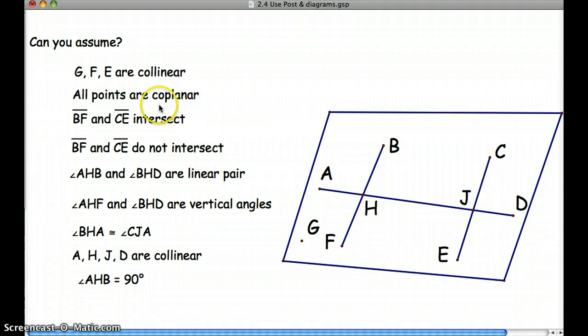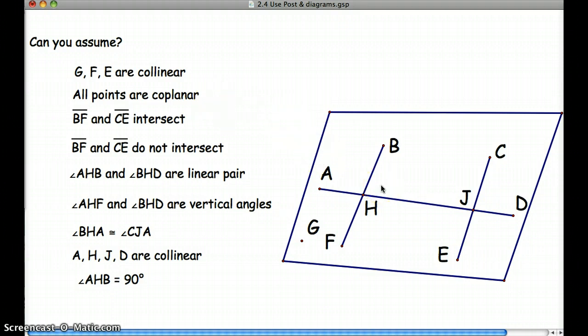You can only take what you see on the picture to make your assumptions. Okay, can you assume that all points are coplanar? Well, let's take a look. Do all the points lie within this plane? We draw this plane in order to kind of give us a guideline. Are all the points in that plane? Absolutely. So you can assume that.